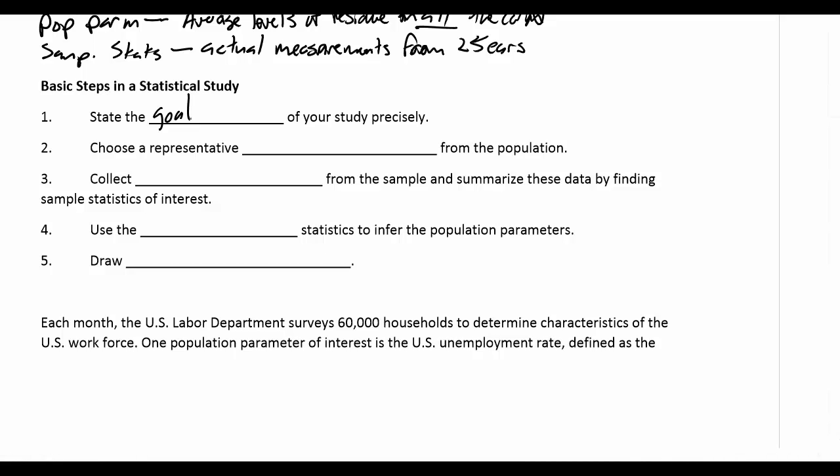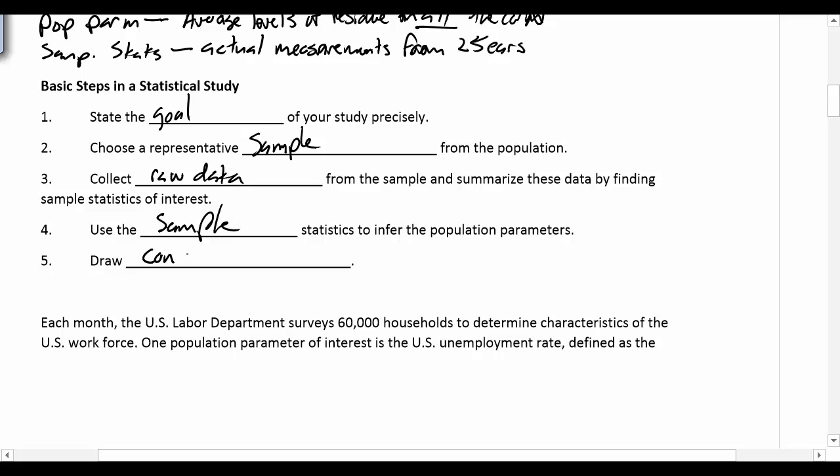Number 2, choose a representative sample from the population. Number 3, collect raw data from the sample and summarize the data by finding sample statistics of interest. Number 4, use the sample statistics to infer the population parameters. And number 5 is draw conclusions. So once we gather the data, we look at what the data tells us.